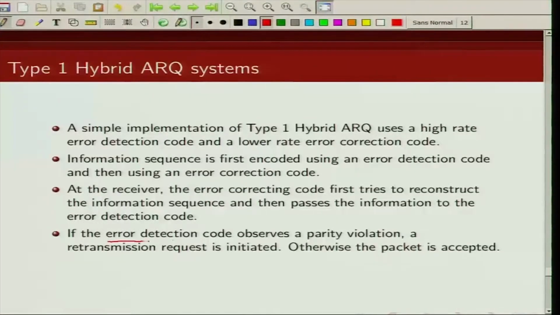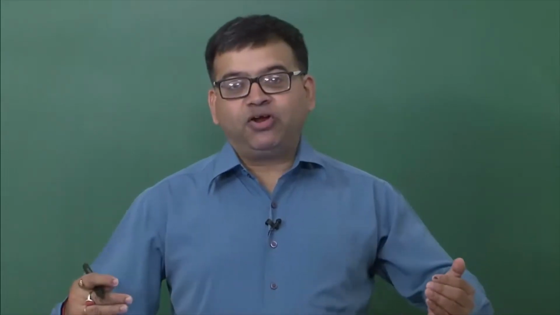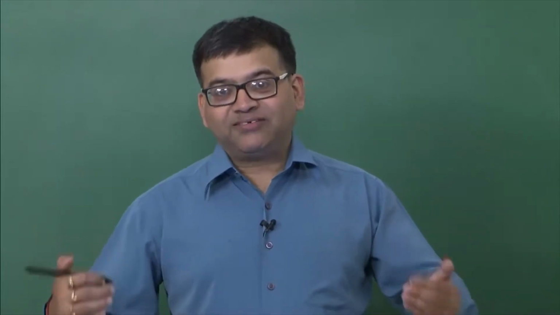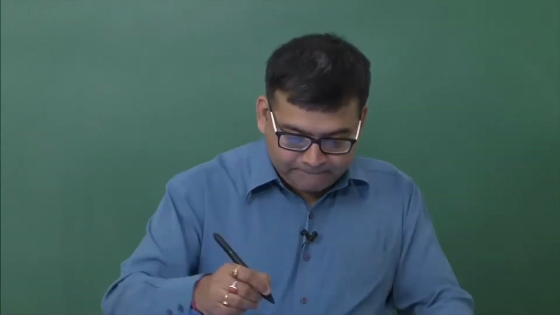If the error detection code observes that there is a parity violation, for example, if you are using a CRC, we know that the received polynomial should be divisible by the generator polynomial of the CRC code. So if the error detecting code observes a parity violation, then it will ask for retransmission. Otherwise, the packet would be assumed to be received correctly and we will accept the packet.